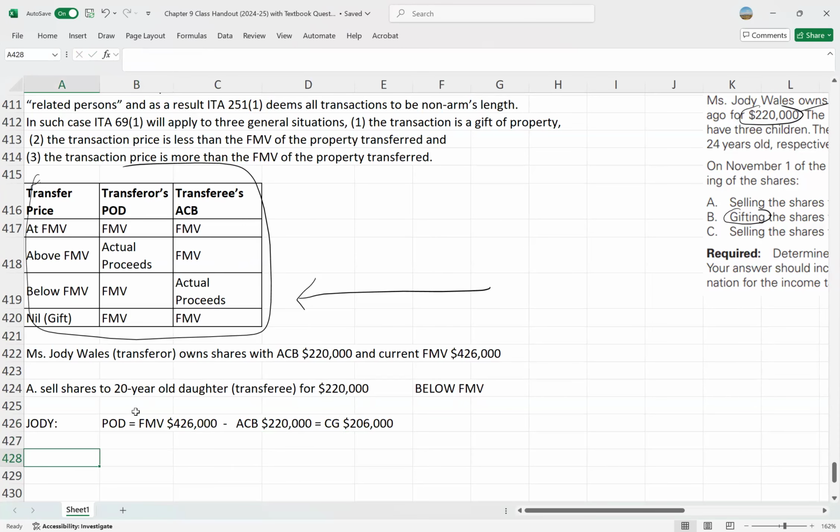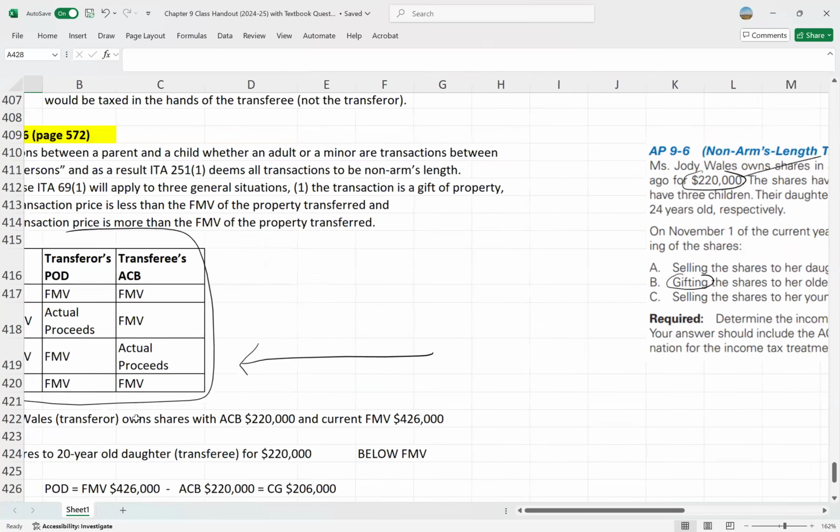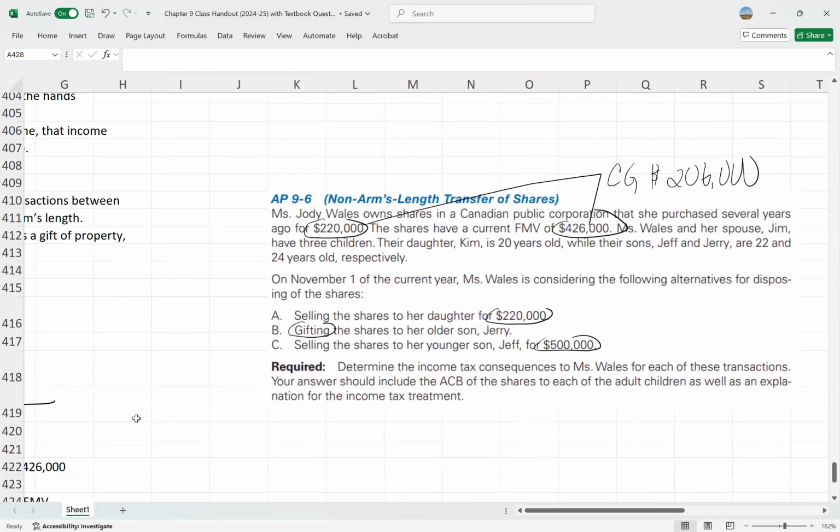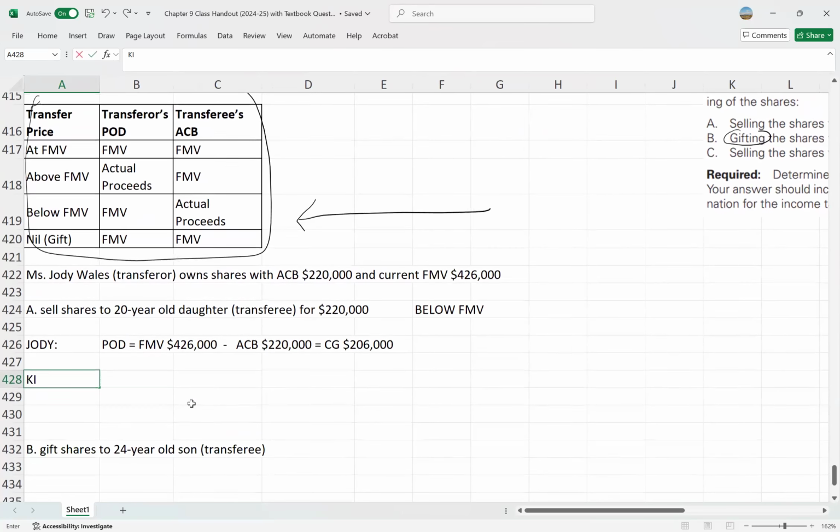Now, the daughter, Kim, will have an adjusted cost base equal to proceeds of $220. So this difference here is the $206,000. Even though Jody had to use $426 as her proceeds, Kim is only going to get an adjusted cost base equal to her actual proceeds. I made a typo here. That should say $206.